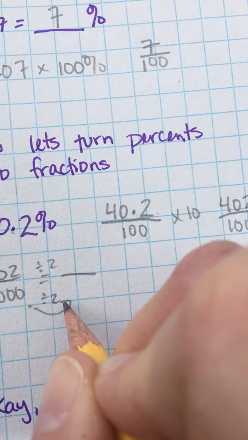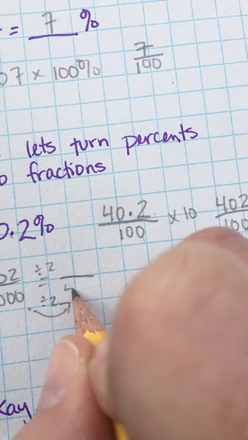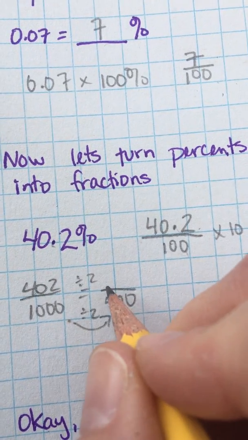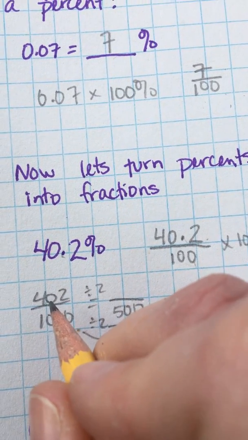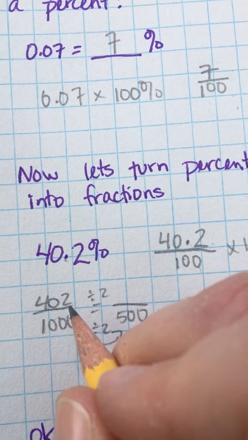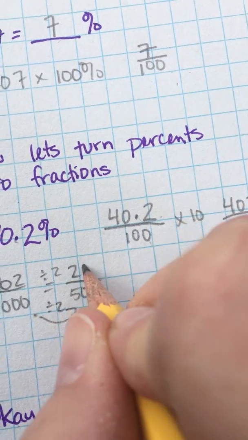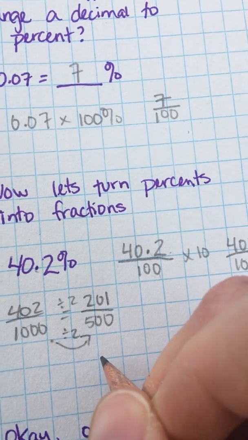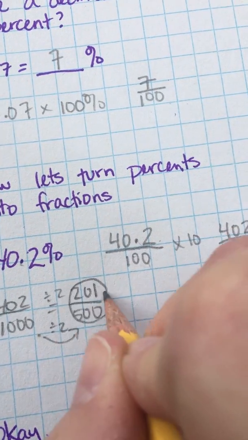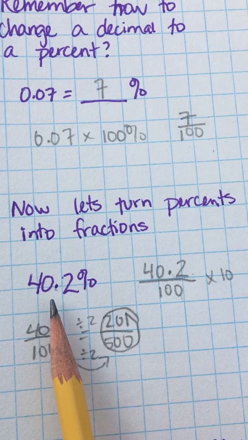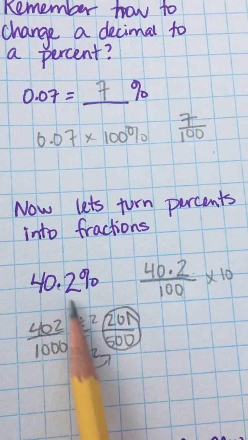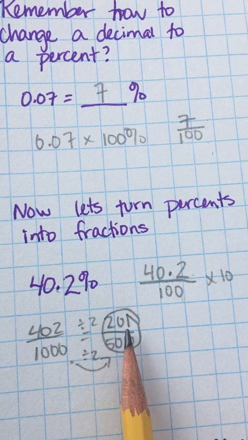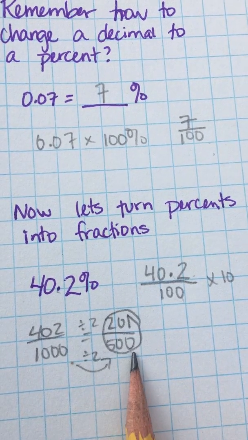Right? And so half of 1,000 is going to give me 500. And I have 402 divided by 2. Well, half of 400 would be 200. Half of 2 is 1. So I have 201 over 500. And that is as simple as this goes. So we have now turned this percent into a fraction. So 40.2% is the same as 201 over 500.